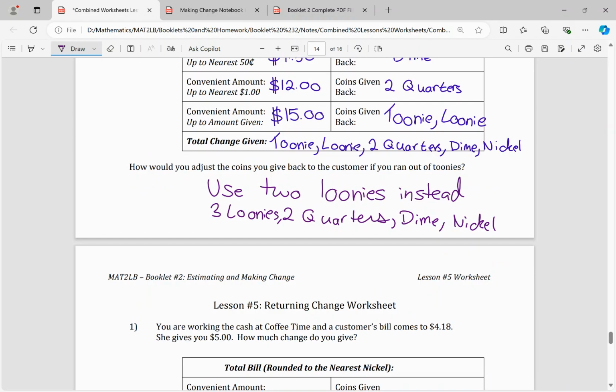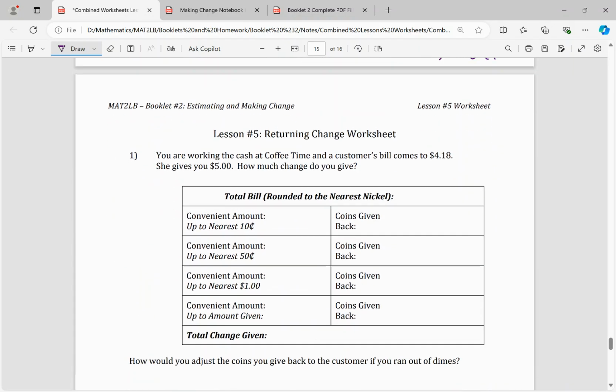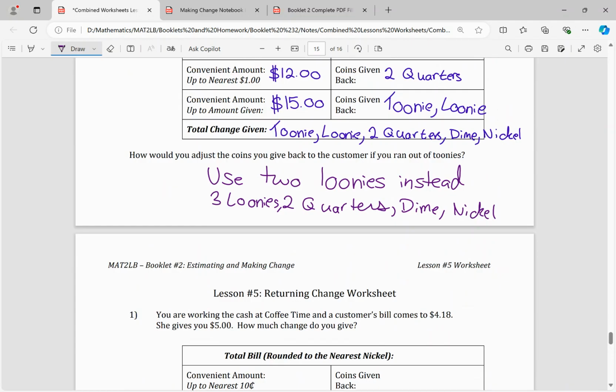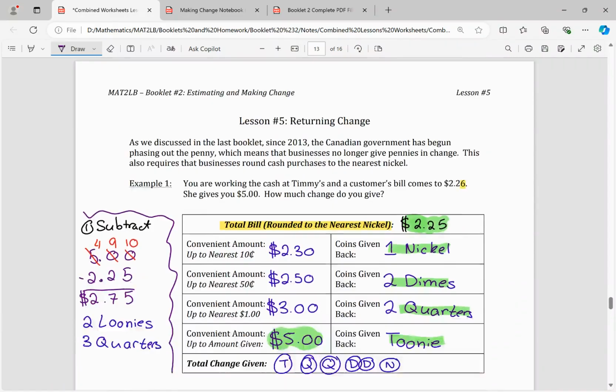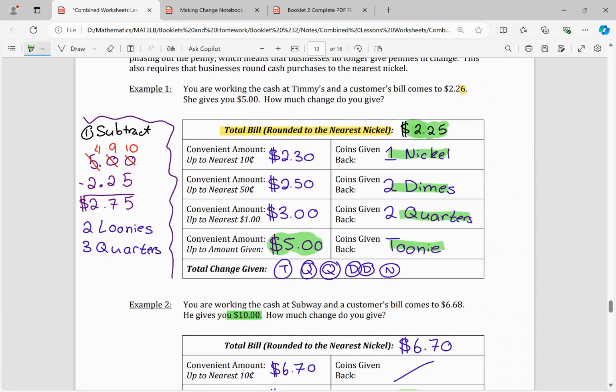All right, that is it for that lesson. Make sure that you're completing the worksheet. Remember that there are 2 different methods that you can use. You can either use this method right here, where you subtract first, and then you use coins to make up whatever that difference is. Or you could use the method that we use many times in this lesson, where you start at the price of the bill and use coins to count all the way up to the amount that the customer provided.